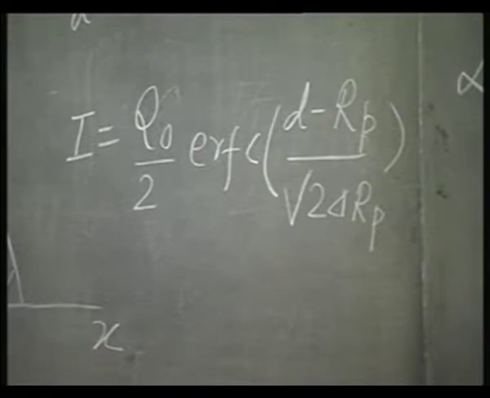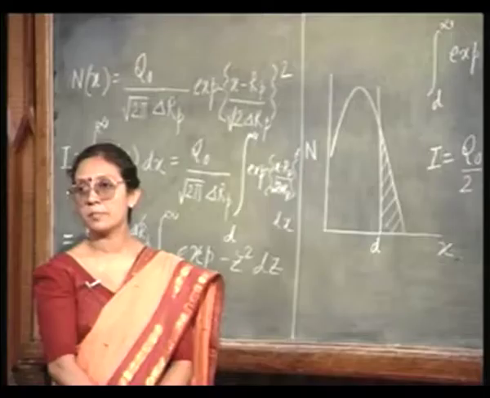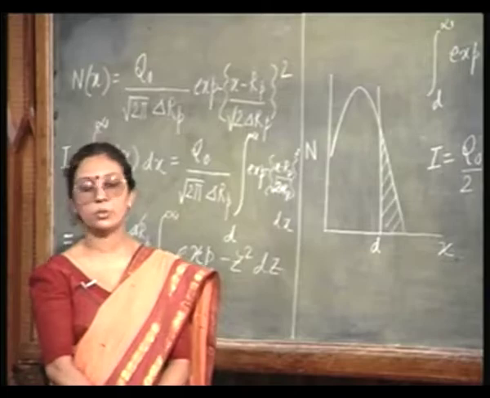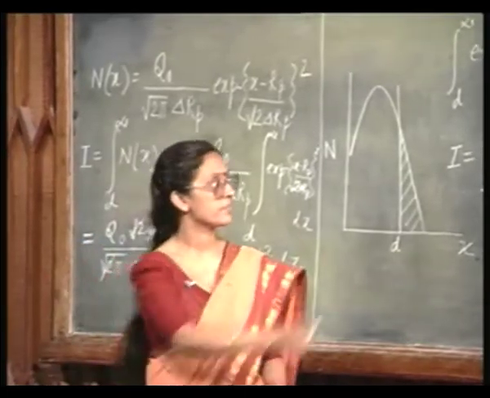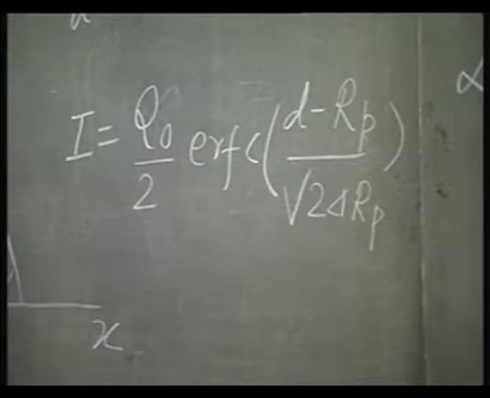this is the amount of the impurity which is not protected by the mask, which is going inside the semiconductor. This is the amount q0 by 2 complementary error function of d minus rp by root 2 delta rp. So, this is all mathematics. Let us look at it physically now. What do I mean really? What I mean is very simple.